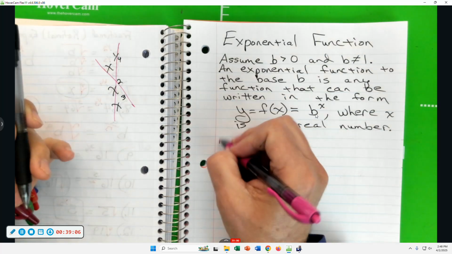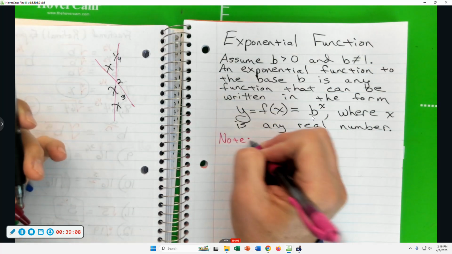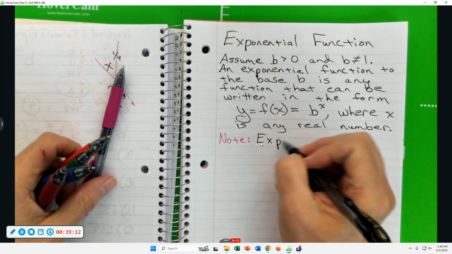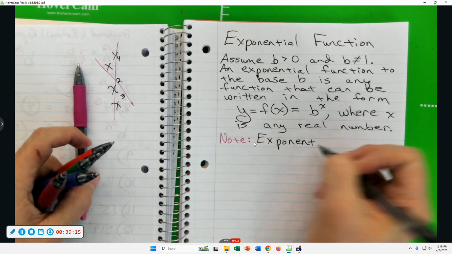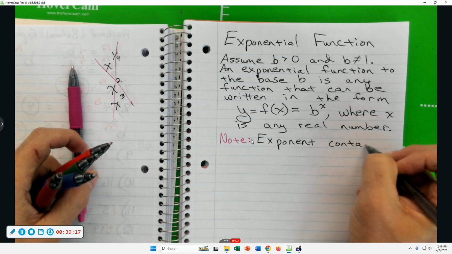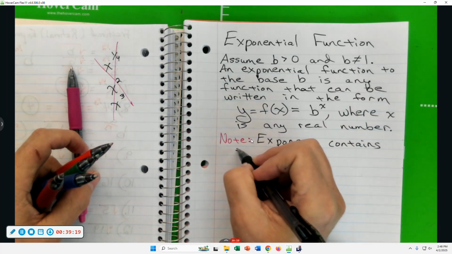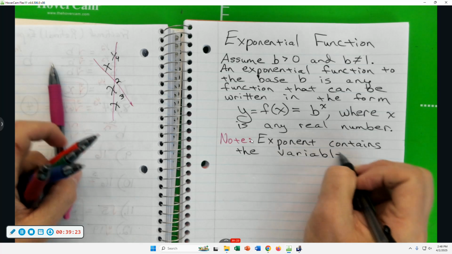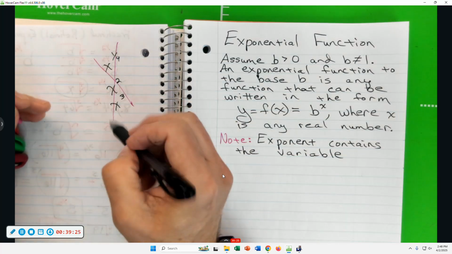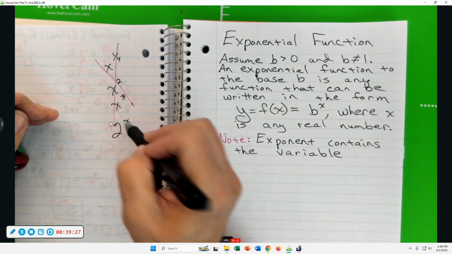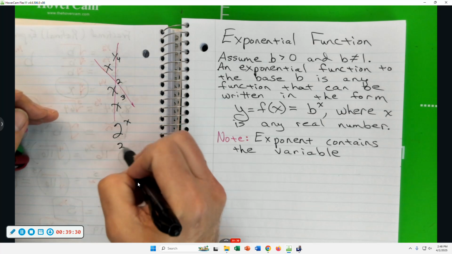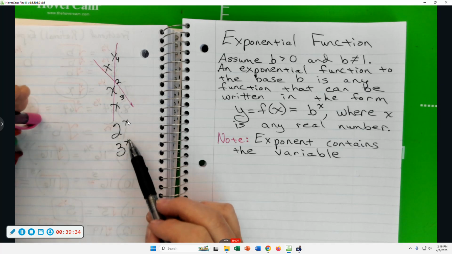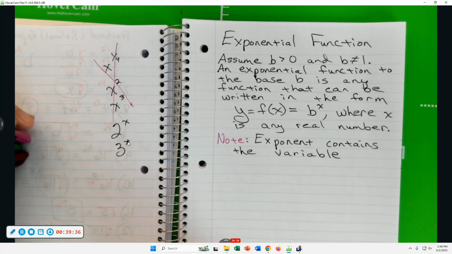I'll make a note. Exponent contains variable. That's what makes it exponential. Exponent contains the variable. Instead of things like x squared, we're going to be seeing things like 2 to the x or 3 to the x. The variable is where the exponent is located.